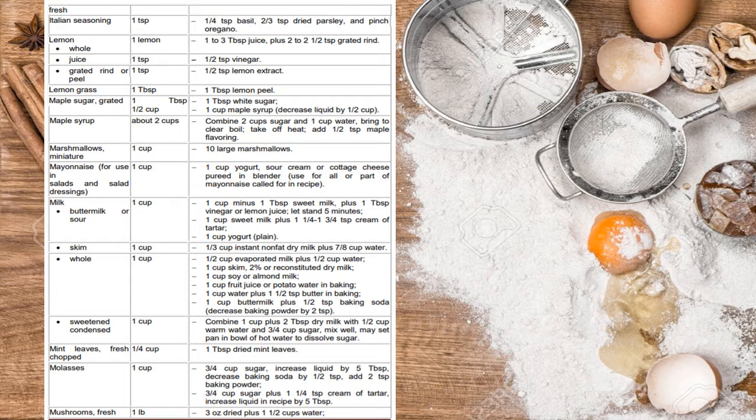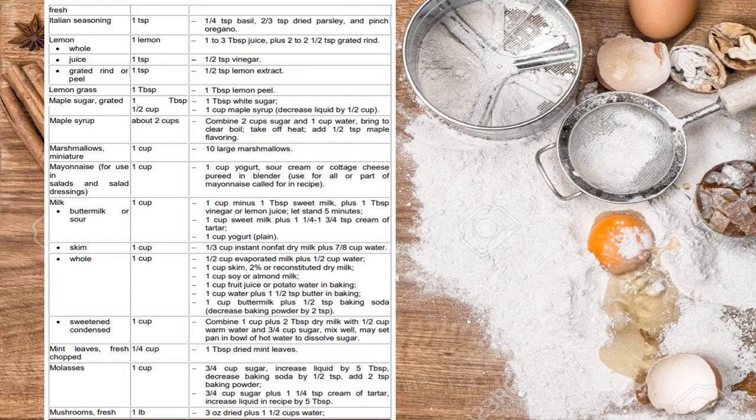Lemongrass, 1 tablespoon: 1 tablespoon lemon peel. Maple sugar, grated, 1 tablespoon and 1/2 cup: 1 tablespoon white sugar, or 1 cup maple syrup, decreasing liquid by 1/2 cup. Maple syrup, 1 about 2 cups: combine 2 cups sugar and 1 cup water, bring to a clear boil, take off heat and add 1/2 tablespoon maple flavoring. Marshmallows, miniature, 1 cup: 10 large marshmallows.